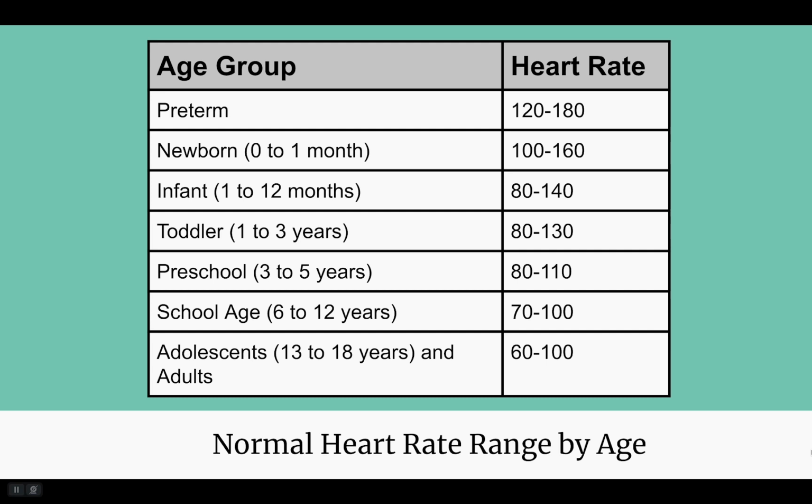In general, immediately report an adult's pulse rate that is less than 60 or higher than 100 to the nurse. See the table above for normal heart rate ranges by age.